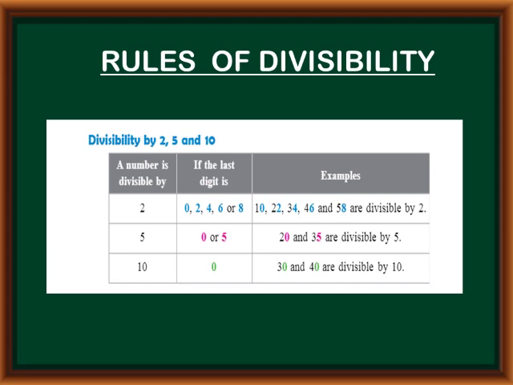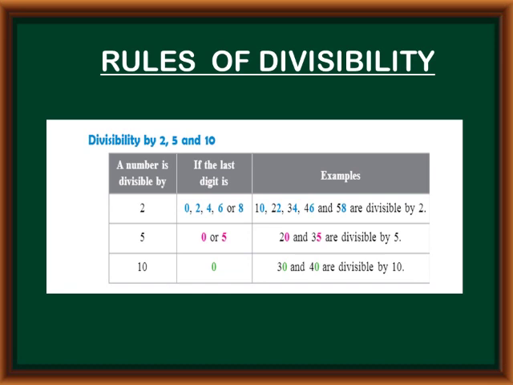A number is divisible by 2 only if the last digit is 0 or 2 or 4 or 6 or 8. Example: 10, 22, 34, 46 and 58 are divisible by 2.